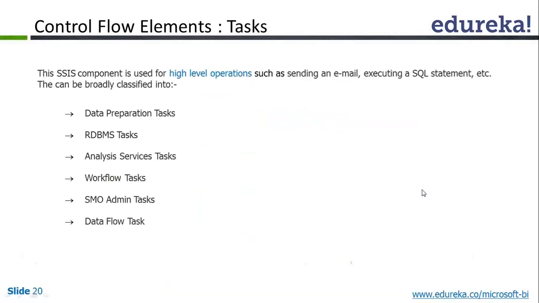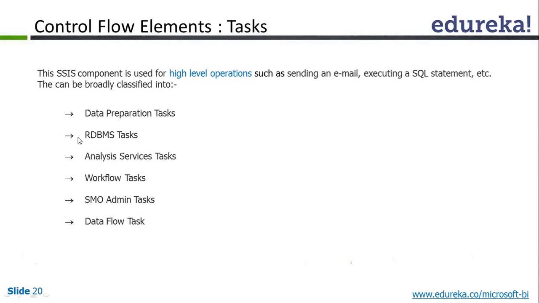So as you can see in the control flow, these are the different types of tasks. As I told you, there are data preparation tasks. What are data preparation tasks? Something with which you can prepare the data. For example, copying a file using a file system task, backing up a database, or downloading a file. Theoretically we group them like this, but in a practical scenario it is up to you how you handle that. So I'll try to focus on the practical and relate it to the theory.